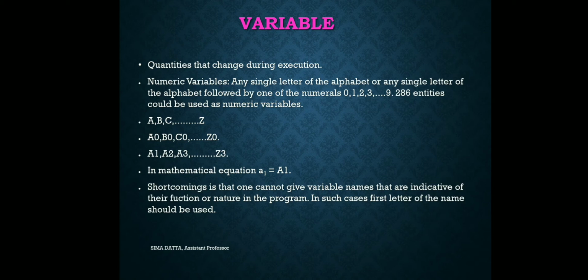Suppose you can declare a numeric variable like a, b, c, or you can also write a0, a1, a2, b0, b1, b2 likewise. In a mathematical equation, if you want to write any numeric constant as a1, you cannot write a subscript 1. You have to write capital A then 1. Here, in the mathematical equation a1, that means you need to write a1. There is no place for subscript or superscript. So here an example is given.